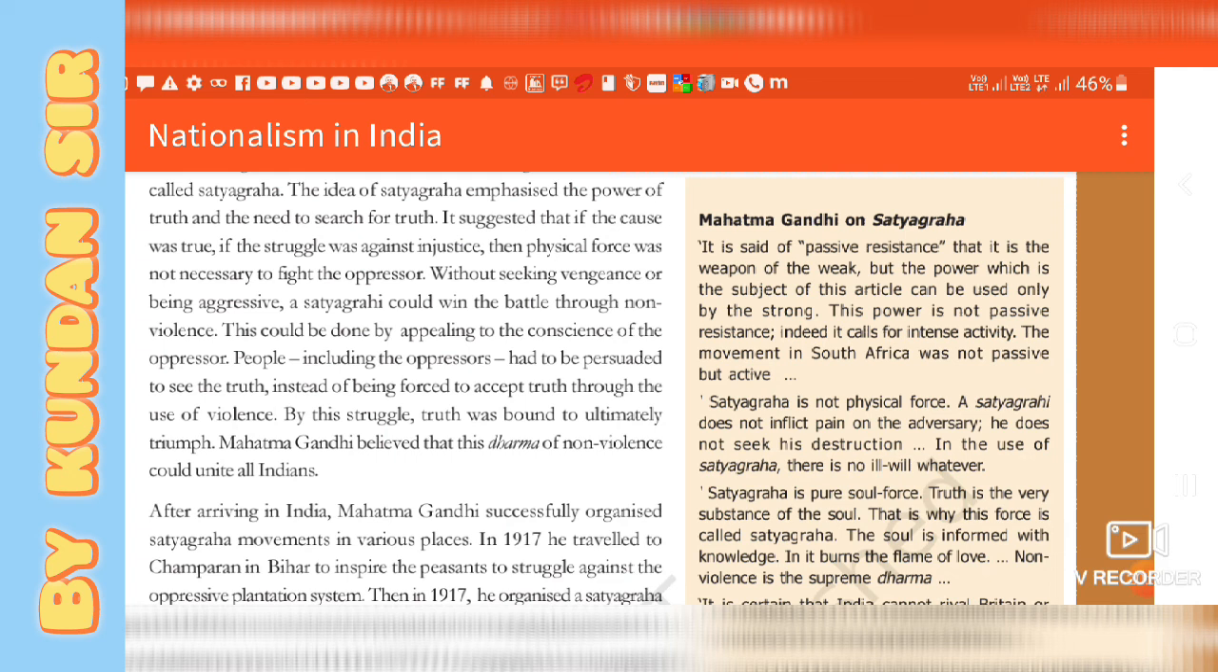When and where was the cotton mill Satyagraha organized? So guys, its answer is: it was organized in 1918 in Kheda district. Why did the cotton mill workers organize Satyagraha in Kheda?